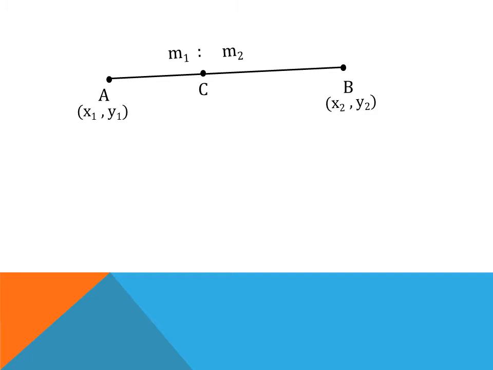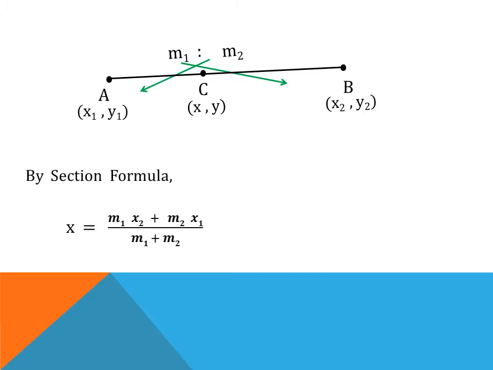So the easy way to remember this formula is when you want to find the x coordinate of this point C, we cross multiply it. So we multiply m1 with the x coordinate of B plus m2 with the x coordinate of A. So therefore x is equal to m1 x2 plus m2 x1 upon m1 plus m2. Similarly we do the same for y. So y is equal to m1 y2 plus m2 y1 upon m1 plus m2. So this is the section formula.